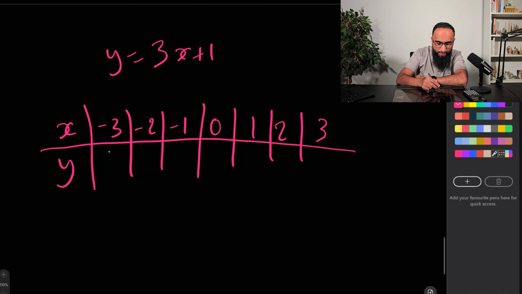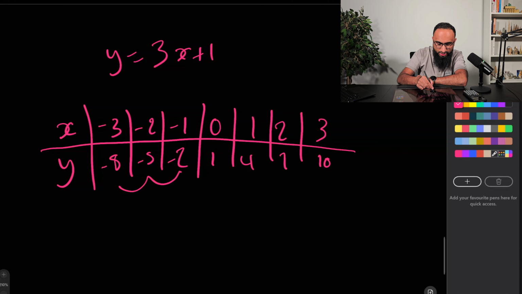And then you say, okay, if x is -3 here, then what does y equal? So you have 3 times -3 is -9, plus 1 is -8. 3 times -2 is -6, plus 1 is -5. 3 times -1 is -3, plus 1 is -2. And then 3 times 0 is 0, plus 1 is 1. 3 times 1 is 3, plus 1 is 4. 3 times 2 is 6, plus 1 is 7. And 3 times 3 is 9, plus 1 is 10.